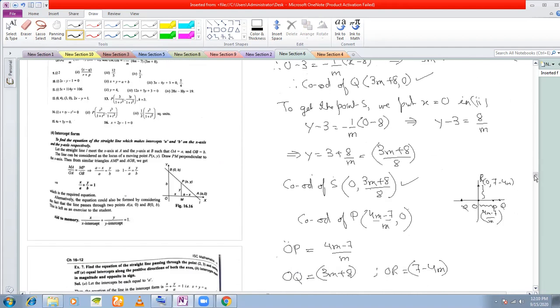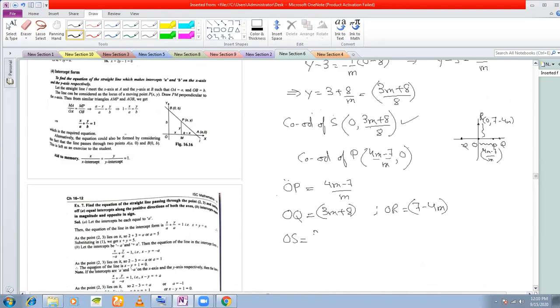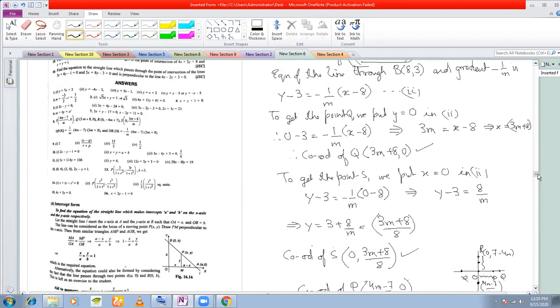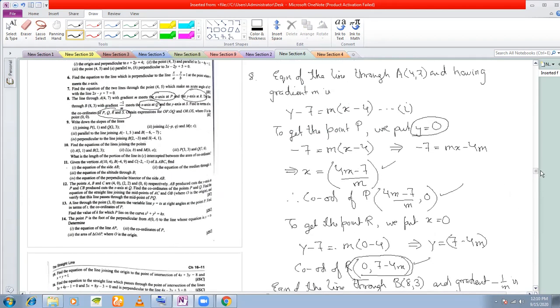Coordinates of S we have got here as 0, (3m plus 8) by 8. So OS is similarly (3m plus 8) by 8, because OM is also a point on the y-axis, whether here, here or anywhere on the y-axis. The distance remains the same. So we have got the expressions in terms of m. That completes the problem. Next we are going to do number 12.